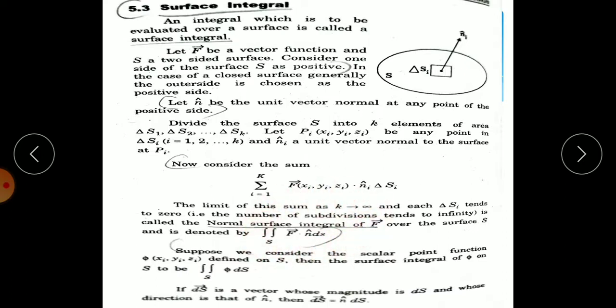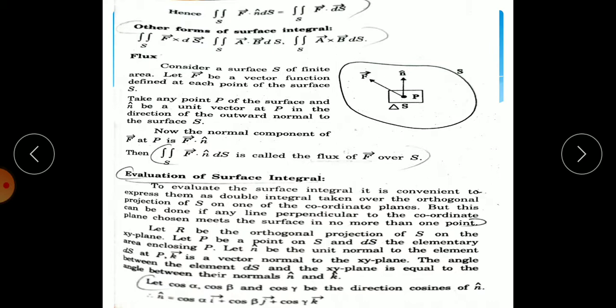And suppose it is a scalar point function, then the double integral over S of phi dS. The other surface integrals are the dot product and the cross product also. Here two functions of cross product may be given. So this is a notation, and then the evaluation of the surface integral, because before that a flux is there. Flux means f dot n cap dS, that is called the flux.